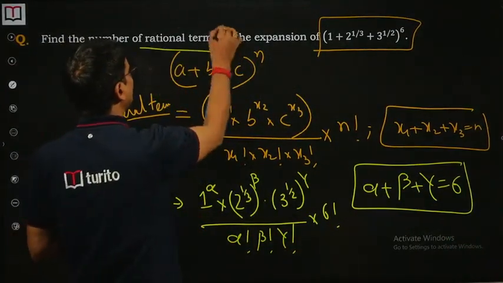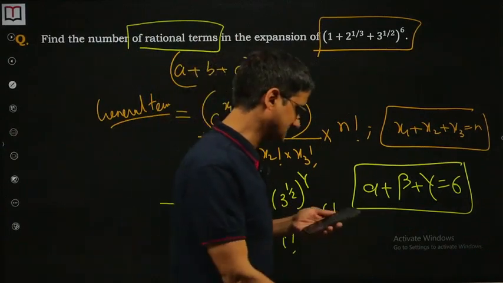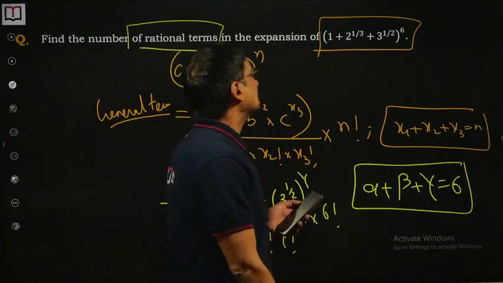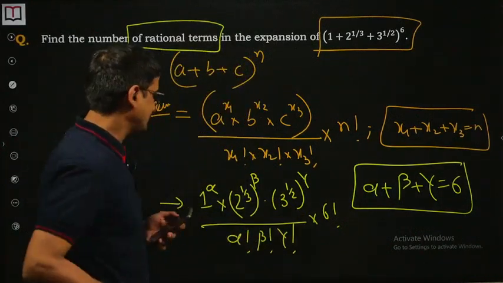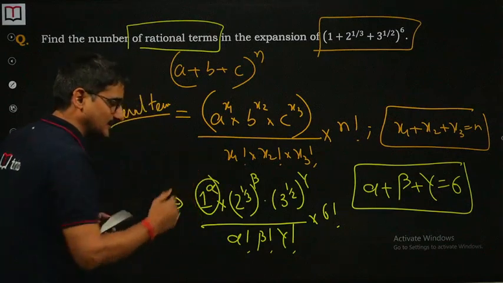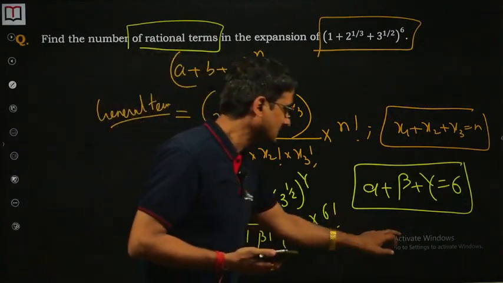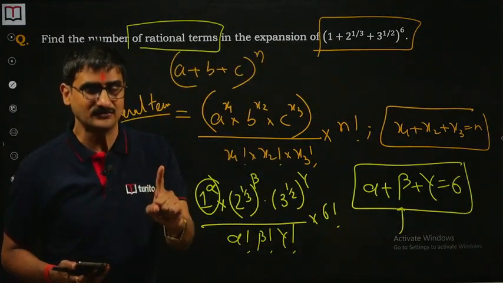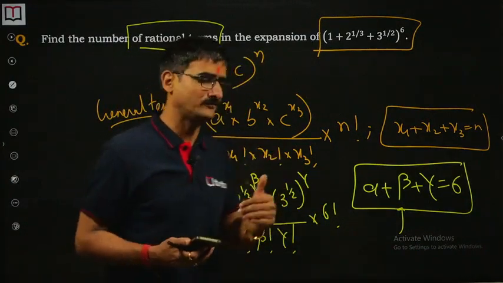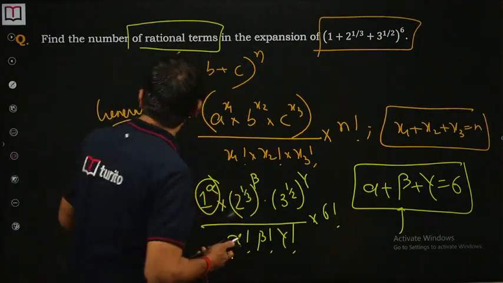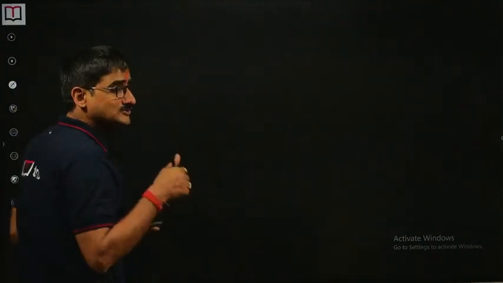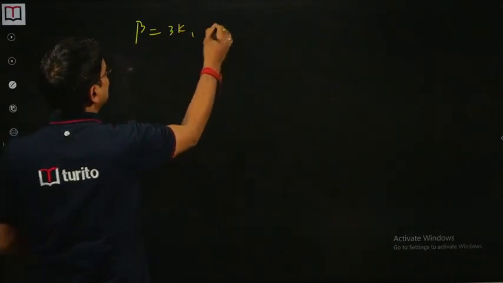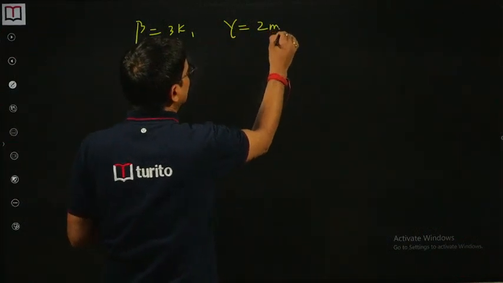And now what do we need? We need the number of rational terms in its expansion. So how many rational terms do we have in its expansion? See, 1 raised to the power alpha doesn't make any difference. Whatever alpha be, alpha, beta, gamma are all whole numbers, don't forget that. Now see, beta by 3 should be an integer, gamma by 2 should be an integer. So beta should be a multiple of 3 and gamma should be an even number, a multiple of 2.